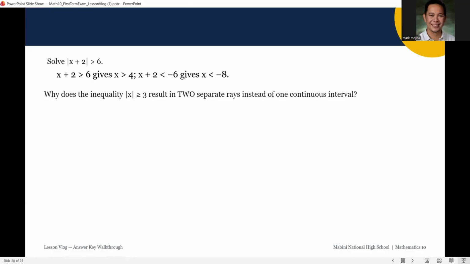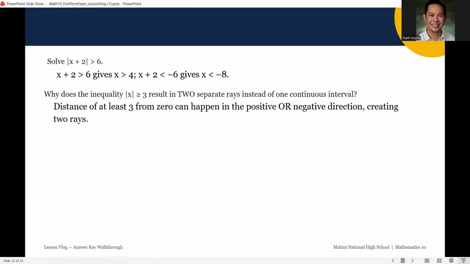Why does the inequality absolute value of x is greater than or equal to 3 result in two separate rays instead of one continuous interval? Why do we separate them? Because a distance of at least 3 from 0 can happen in the positive or negative direction, creating two rays. So, that is what I am saying: one goes toward negative infinity, the other goes toward positive infinity. That makes the problem create two rays at the same time.